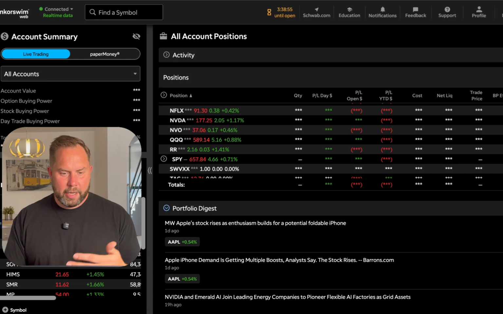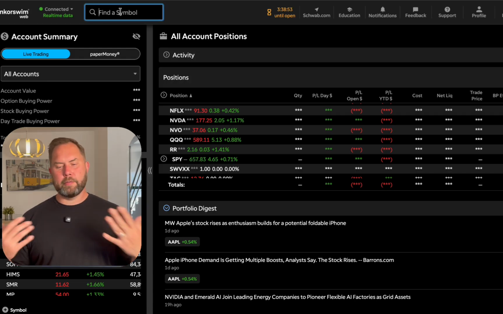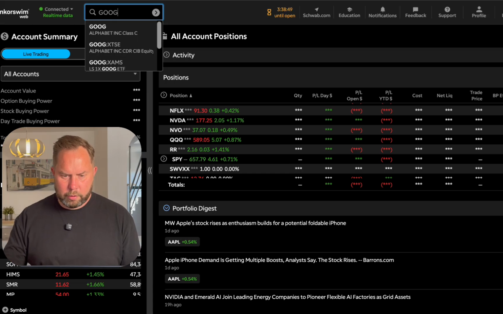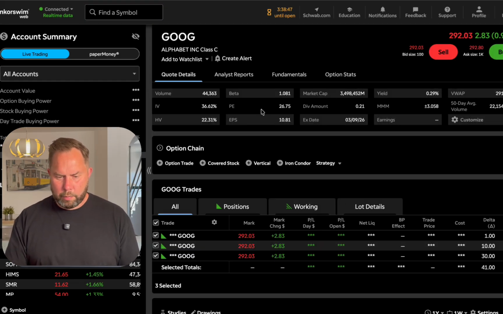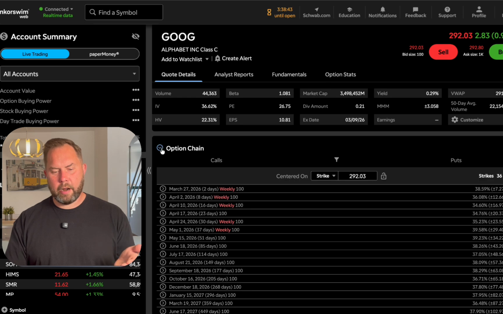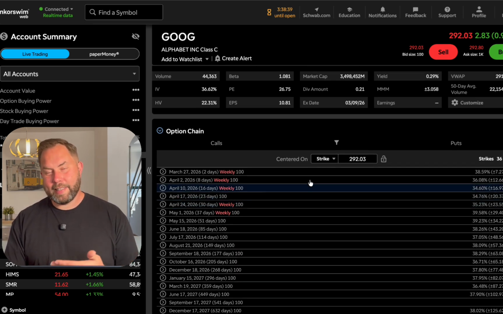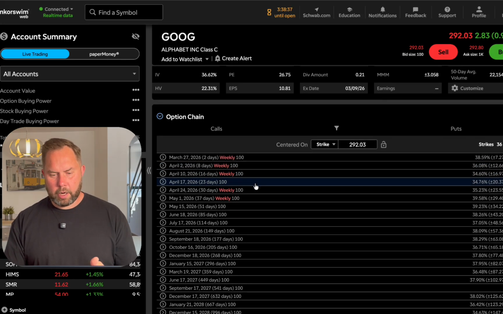Portfolio digest. But let's talk about Google because we've been talking about Google all day. So come up here to the search box, type in Google, and this is what's going to pop up. Now you are looking for the option chain data. So click on this arrow and it's going to open up the dates that are available, and then we'll talk about the strikes.